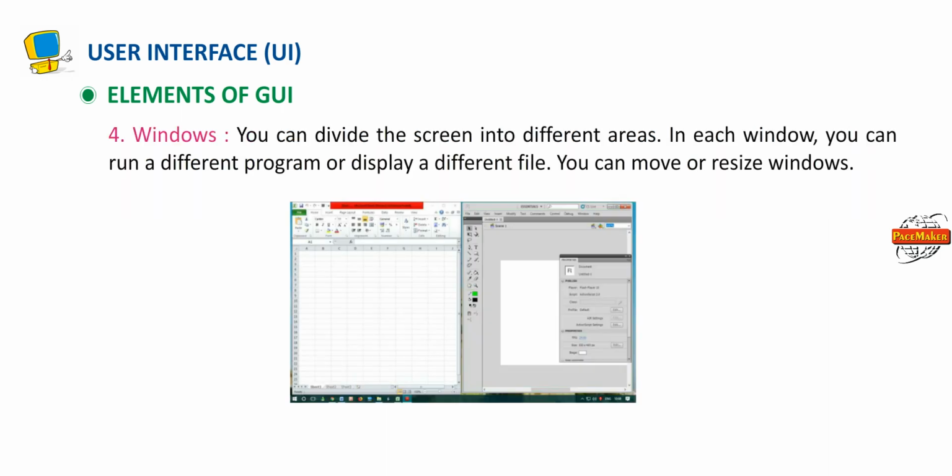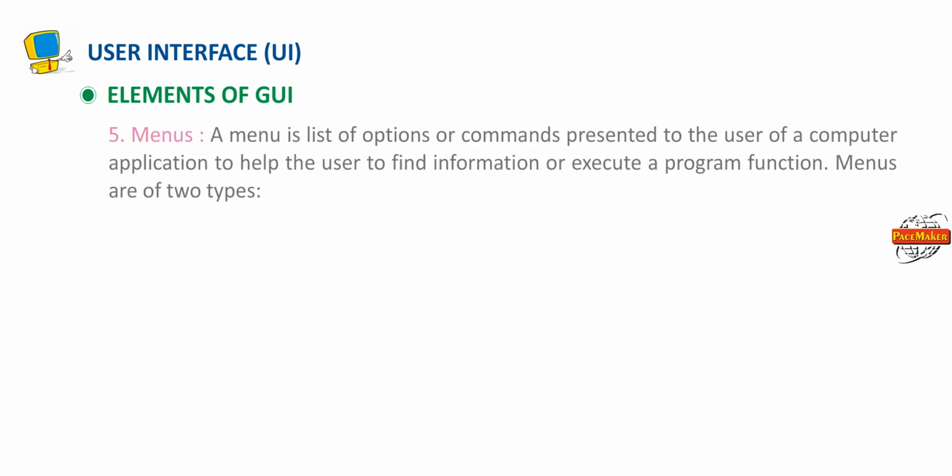Windows. You can divide the screen into different areas. In each window, you can run a different program or display a different file. You can move or resize windows. Here are two different windows.